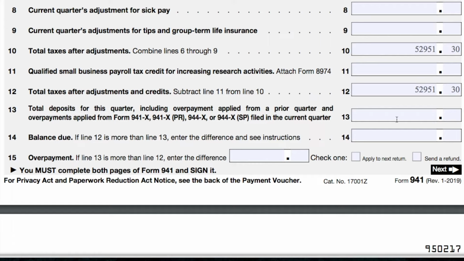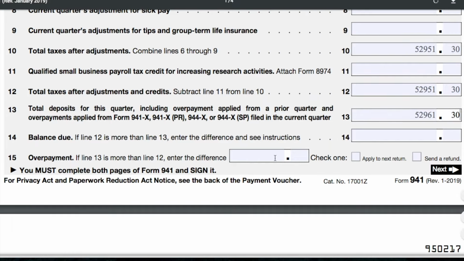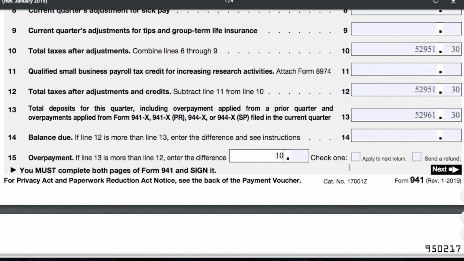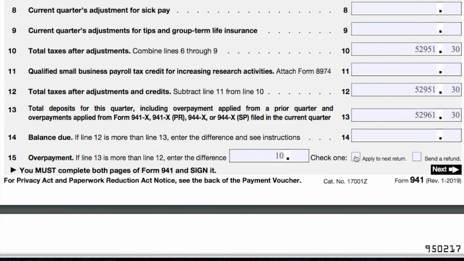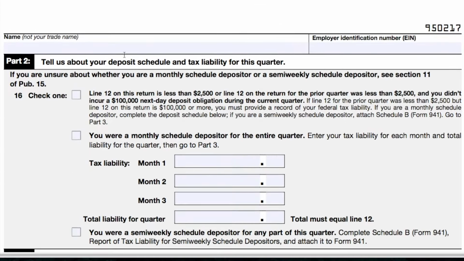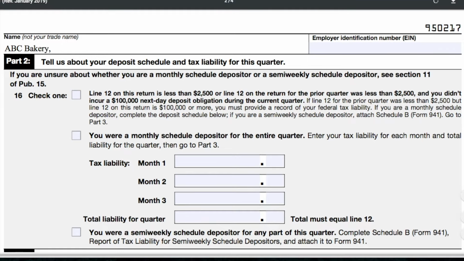In this example, I'm going to say that ABC Bakery had a $10 overpayment. So I would indicate that amount of the overpayment here in line 15. And in this case, since it's such a small amount, ABC Bakery is just choosing to have the difference applied to their next return. Okay, on to part 2, but first make sure you note down your business name and EIN number at the top. This is just to ensure that the IRS does not lose any of your paperwork.